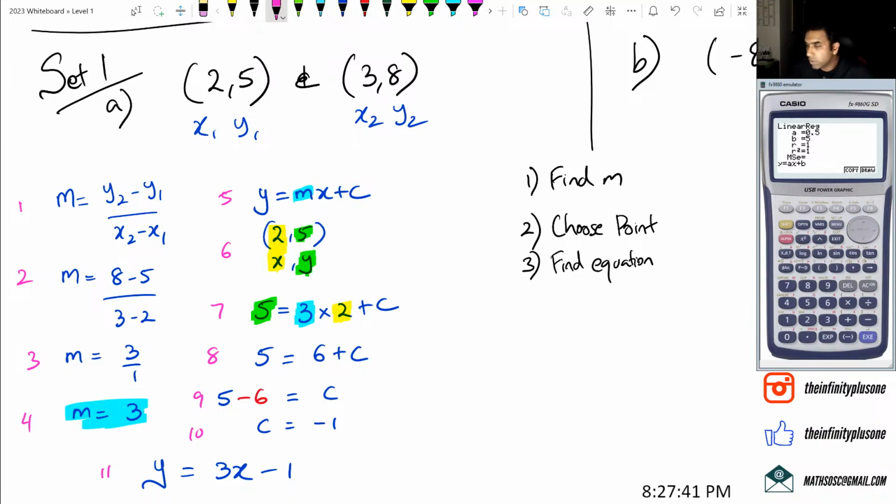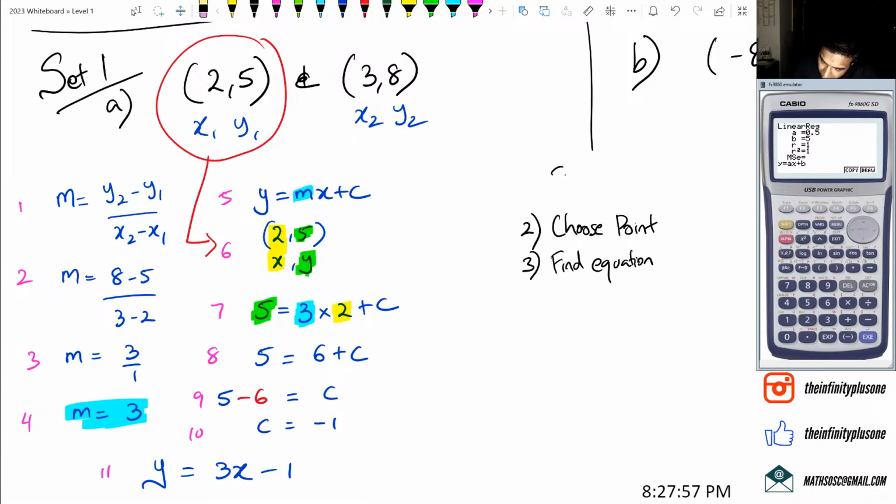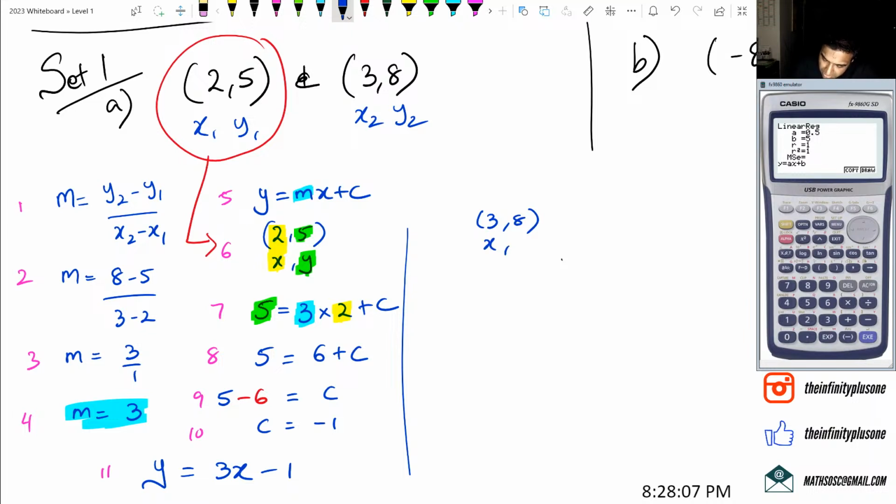Yeah, so Luke, what I did there with line 6 was choose this point here. Now let's say, for example, you pick 3, 8. I'll show you guys what happens if you pick 3, 8. I'm still going to have this as x and y, so my x value is equal to 3, and my y value is equal to 8.